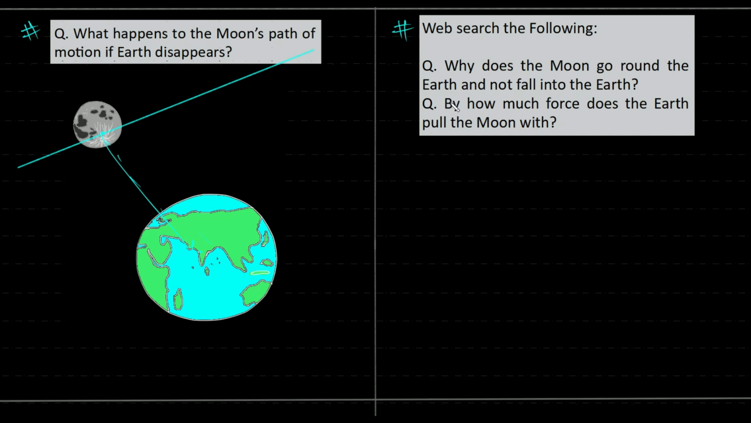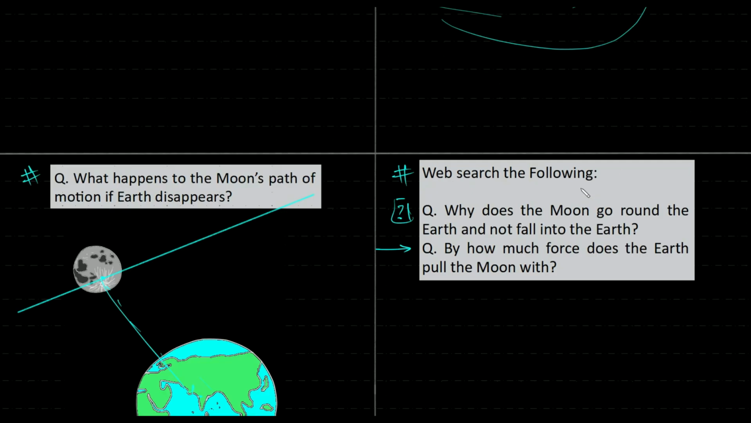And one more interesting question is: by how much force does the Earth pull the moon? This is something that we are not going to study as of now. You can research this. It's a good question, and you'll learn a lot about how the planets were formed, how stars were formed. All those questions will be answered. So have a look at this question and web search it.